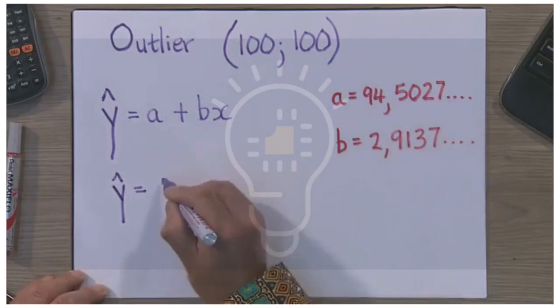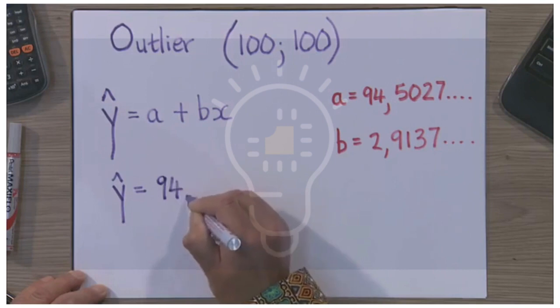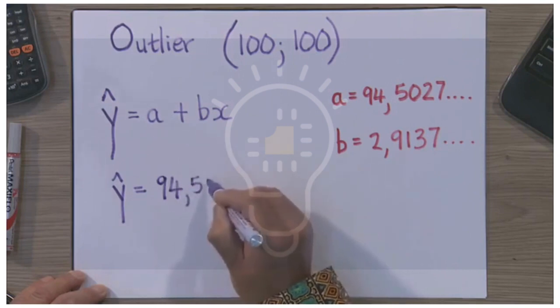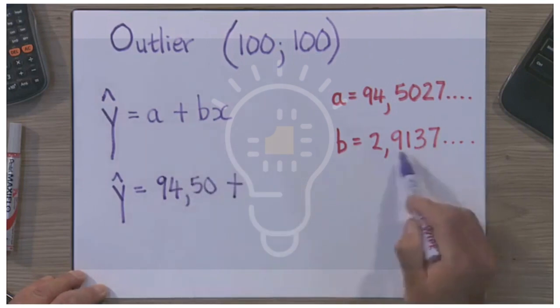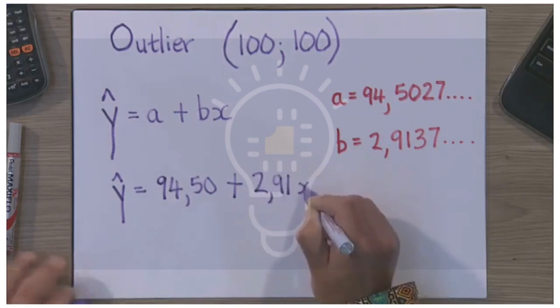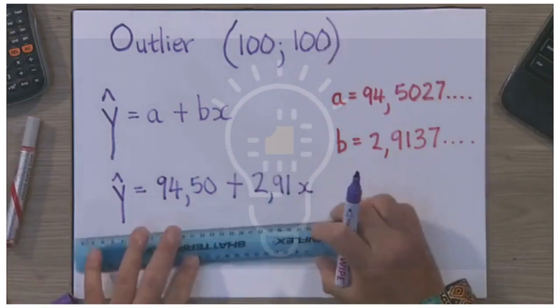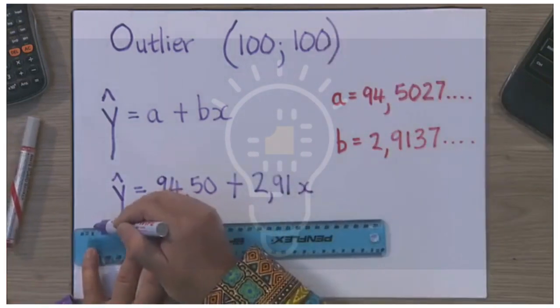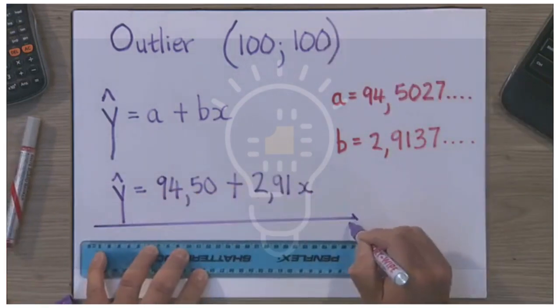when I look at this particular one here, 94,5027, that's going to be 94,50, let's just put it like that, plus, and my value of B is going to be 2,91, and then I put my X. That is my equation of least squares regression line for this data set right here.